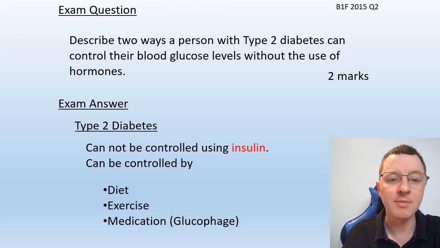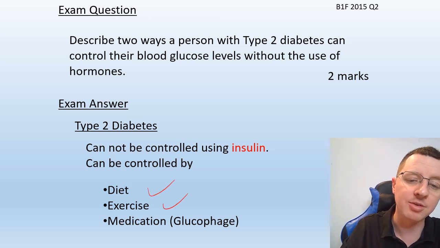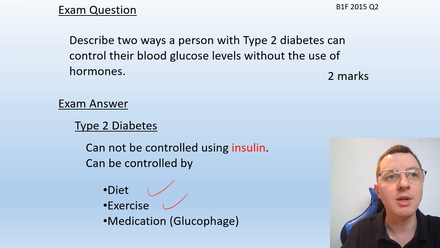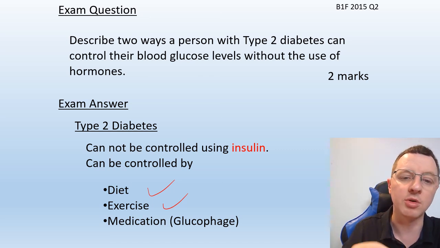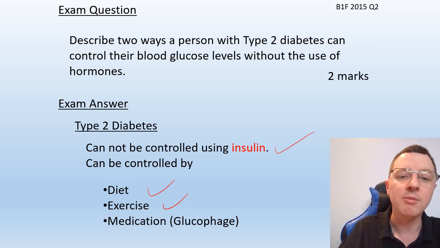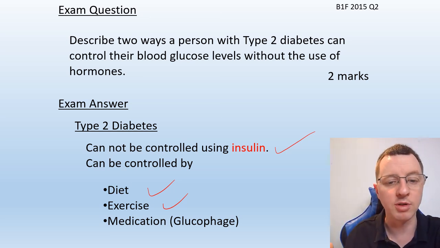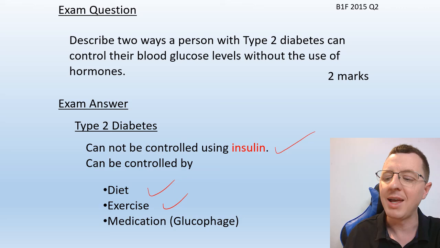So here's the answer. Type 2 diabetes cannot be controlled using insulin. So instead it has to be controlled by either diet, exercise, or sometimes medication, in this case glucophage, which will encourage cells to reduce the blood sugar levels and store glucose. So 2 marks here. 1 by naming the hormone that we cannot use, and 2 marks for considering the other strategies that we could use. Change your diet, reduce the amount of sugar in your diet, increase the amount of exercise so that you are using up the sugar that's in your blood in respiration.